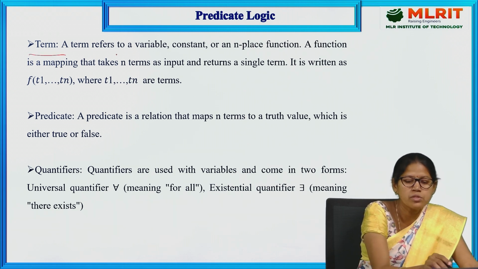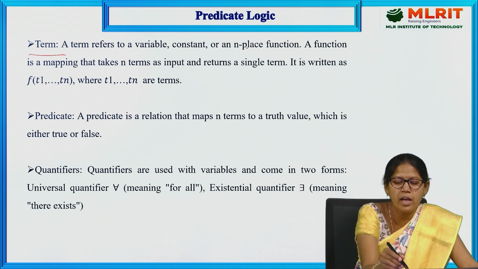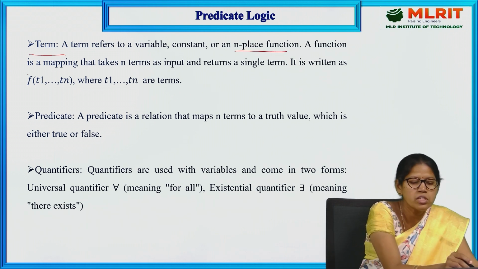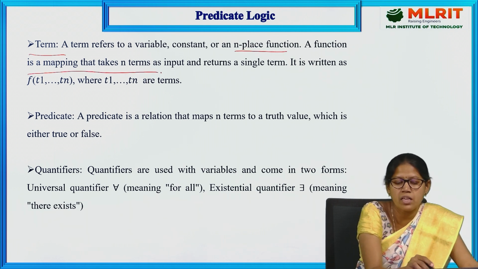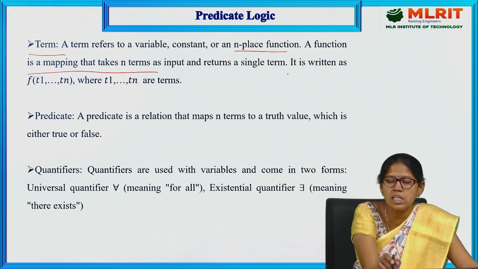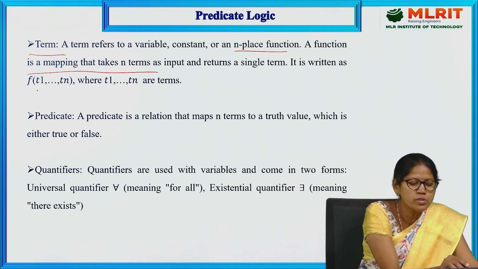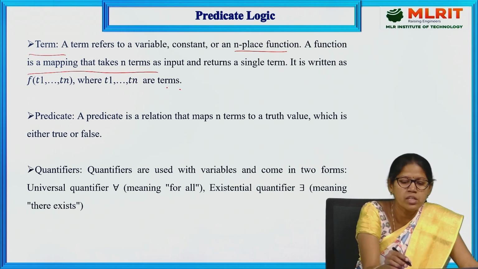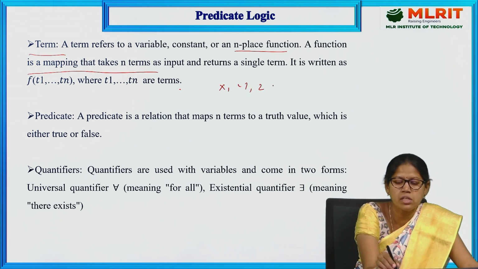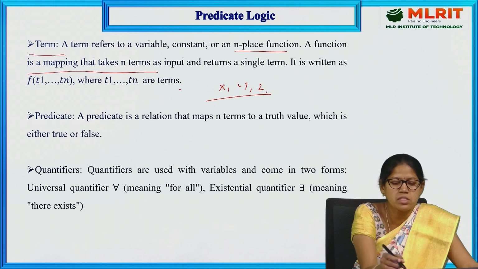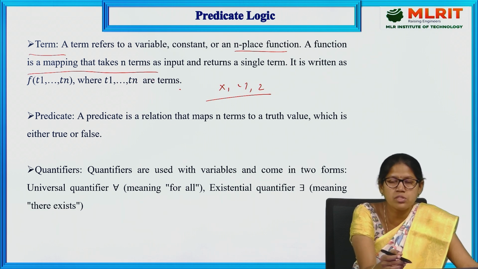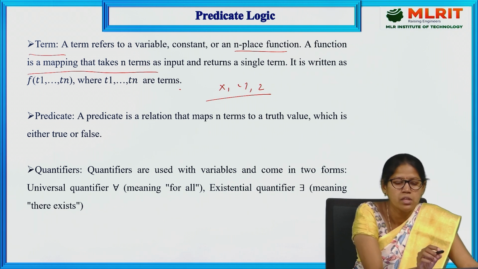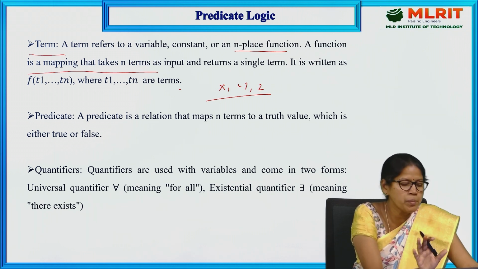A term refers to a variable, a constant, or an n-place function. A function is a mapping that takes n terms as input and returns a single term, written as a function of t1 to tn, where t1 to tn are the terms. Here we can take x, y, z like that. All these are variables, or in some scenarios a constant. A term is nothing but a variable. Remember it in such a way.